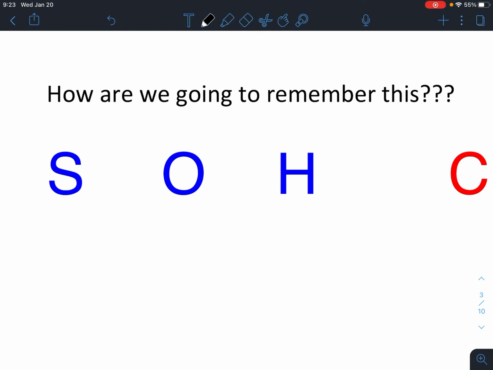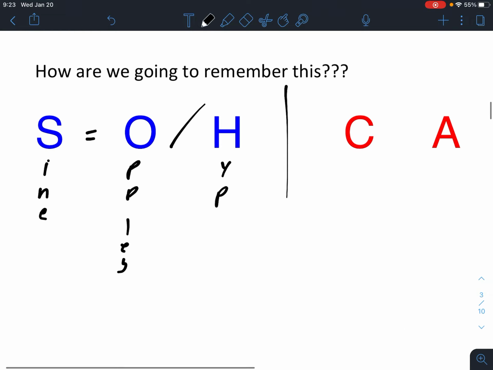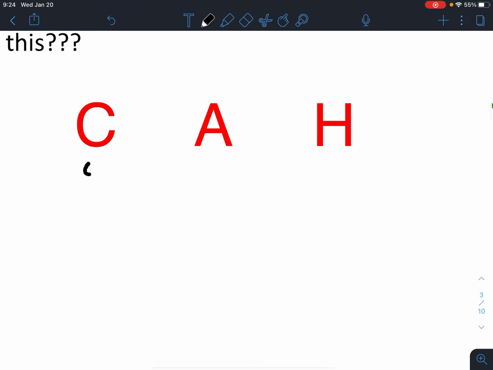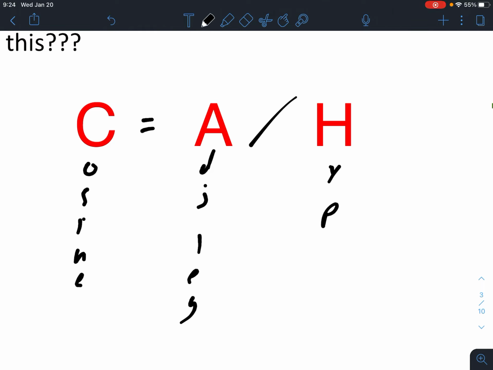We would say that the sine of an angle is equal to the opposite leg divided by the hypotenuse. And that's where SOH comes from. Sine equals opposite over hypotenuse. All right, then we would say the cosine of an angle is equal to the adjacent leg divided by the hypotenuse. So that's where CAH comes from. Cosine equals adjacent over hypotenuse.